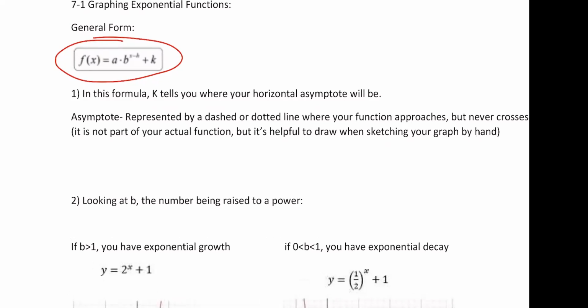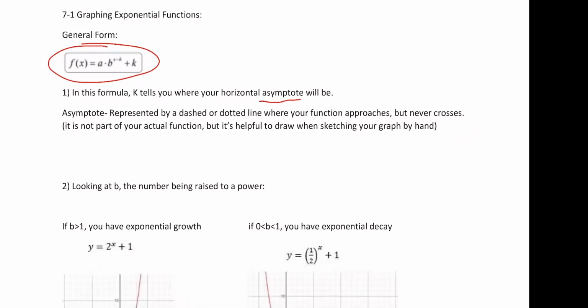You probably haven't heard of this word asymptote before. Maybe you have, maybe you haven't. But an asymptote is going to be represented by a dashed or dotted line, and it's a line where your function approaches but never crosses. It's a line where what you're graphing gets closer and closer to, but won't ever actually cross. One thing to keep in mind, your asymptote is not actually part of your function, but it's helpful to draw it in when you're graphing by hand.